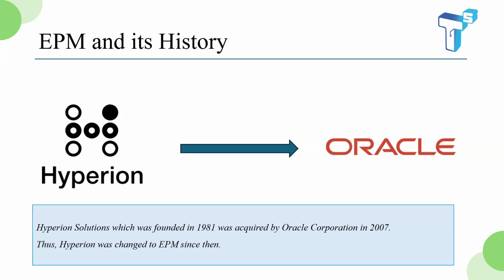After Oracle bought this application in 2007, Oracle changed its name from Hyperion application to Oracle EPM Suite. So this is what Oracle EPM is, and this is its history. Now, even after coming to the market, there is still demand around EPM.